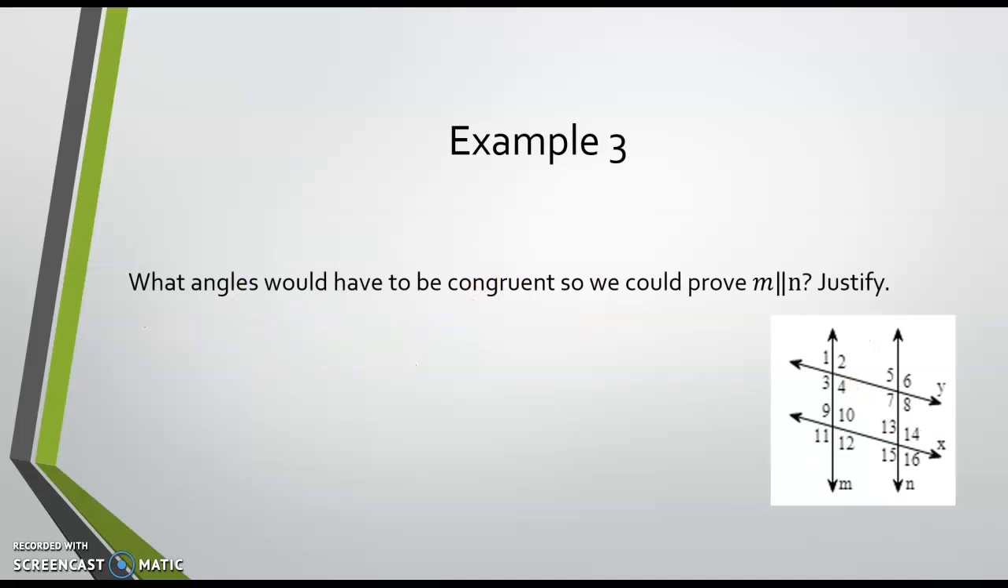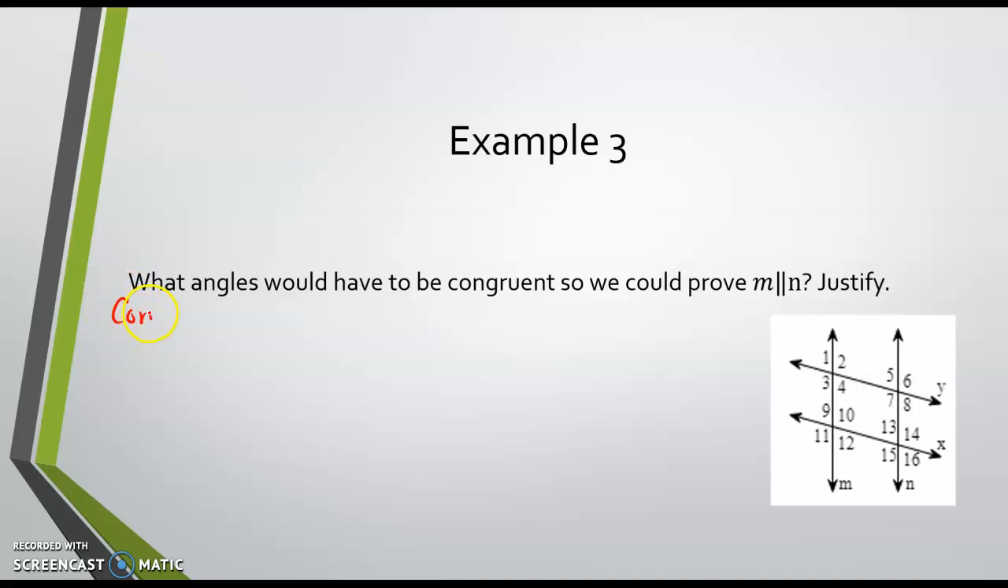All right. Now, this one says what angles would have to be congruent so we could prove that M is parallel to N, and justify. So, M parallel to N, we have to be careful here. That means that Y is a transversal and X is a transversal. So we're going to have quite a few pairings here.